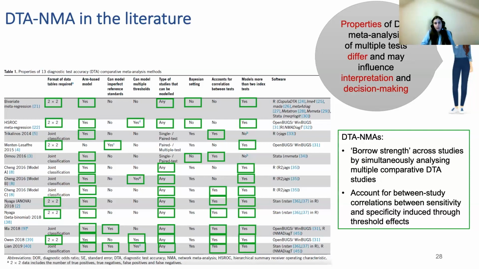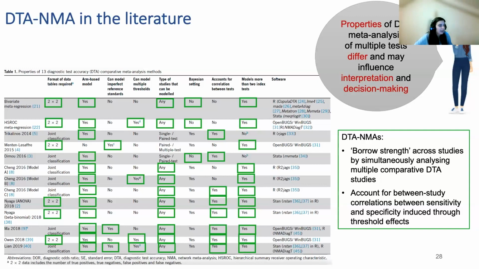So regarding the rest of the models, which were designed specifically for conducting a network meta-analysis of diagnostic tests, as we can see, most of them, actually all of them but one, were developed in a Bayesian setting, and the majority of the methods required the joint classification tables of the tests per study, and almost all of them account for the correlation between tests. Only one method, the Menten-Lensaffer model, is a contrast-based approach, which allows to model paired and multi-test studies, but not single-test studies.